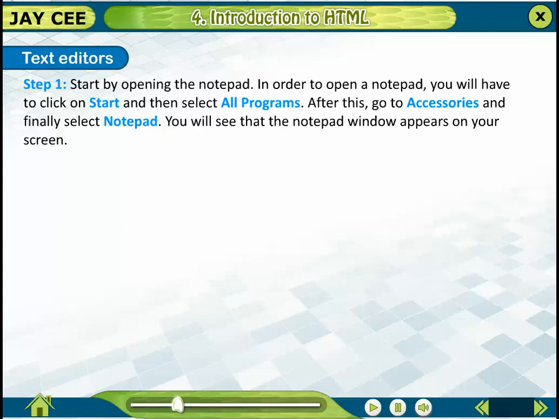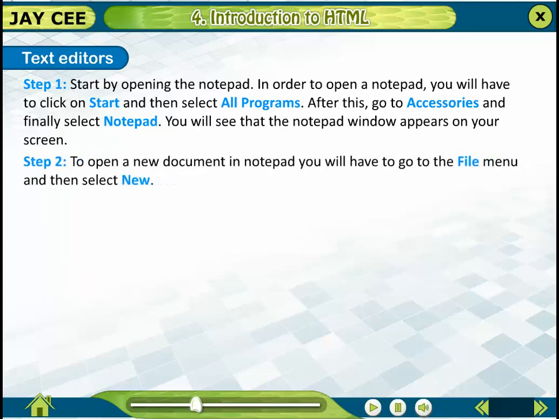Step 1. Start by opening the notepad. In order to open a notepad, you will have to click on Start and then select All Programs. After this, go to Accessories and finally select Notepad. You will see that the Notepad window appears on your screen.